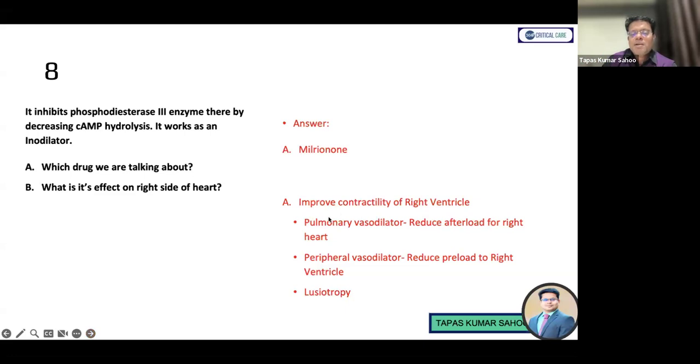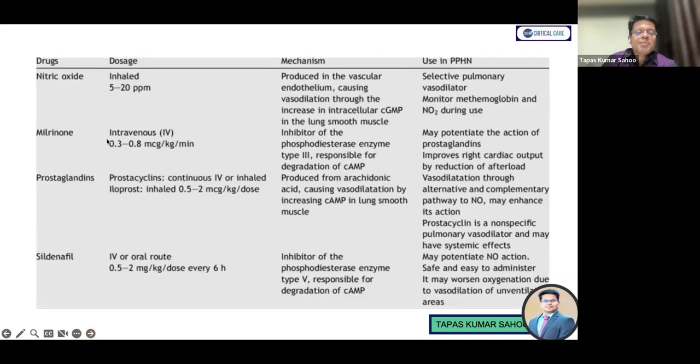And as a result, what would happen? The contractility of RV would be improving. And these are some of the pulmonary vasodilators: nitric oxide, milrinone, prostaglandin, sildenafil. And we all know the mechanism of action of each one. In the exam, they may ask you.